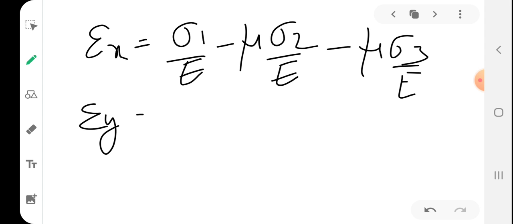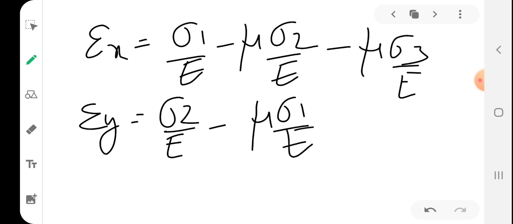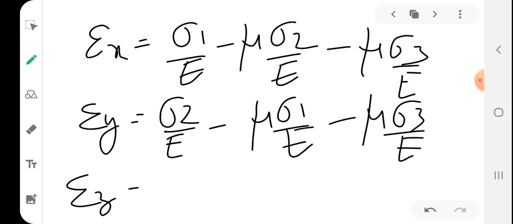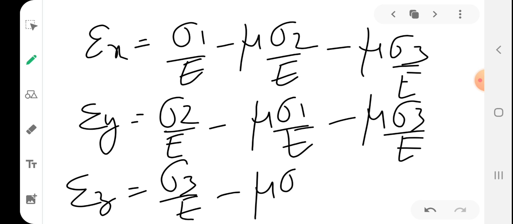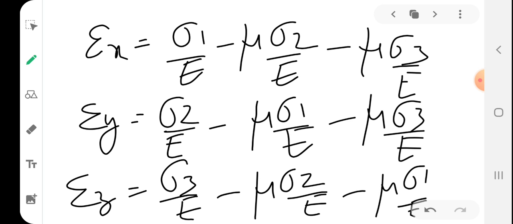Similarly, epsilon y equals sigma 2 by E minus mu sigma 1 by E minus mu sigma 3 by E. Similarly, epsilon z equals sigma 3 by E minus mu sigma 2 by E minus mu sigma 1 by E. So this is the Hooke's relationship between stress and strain in the case of 3D, right?